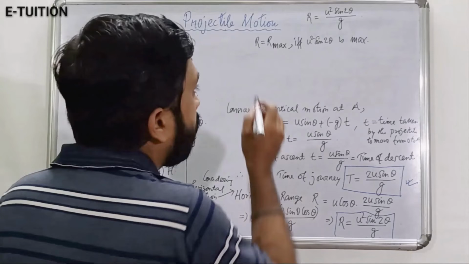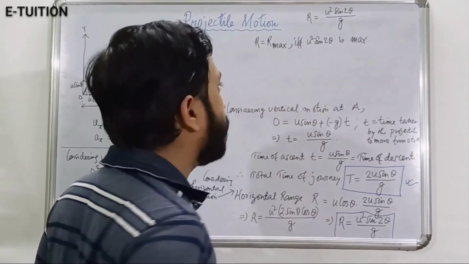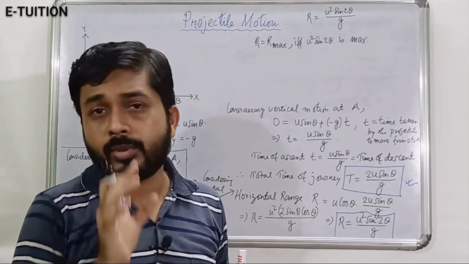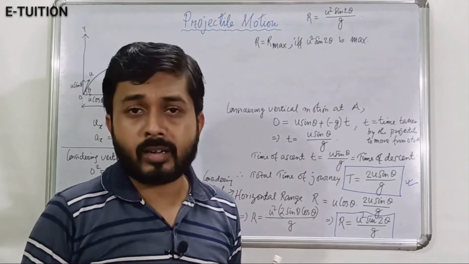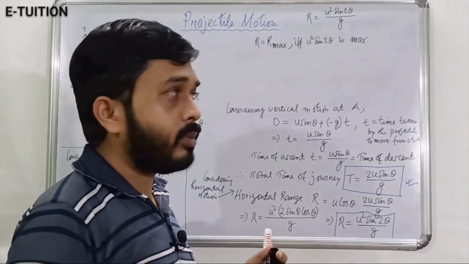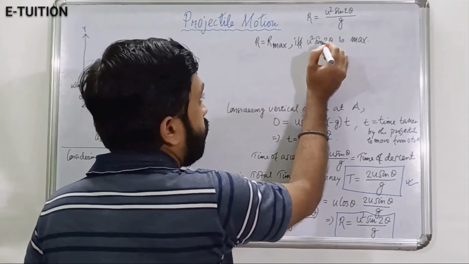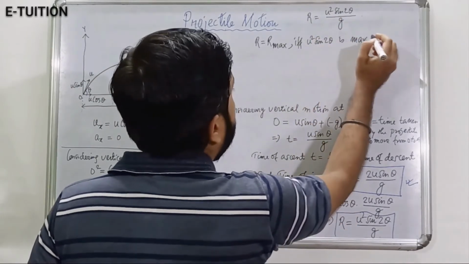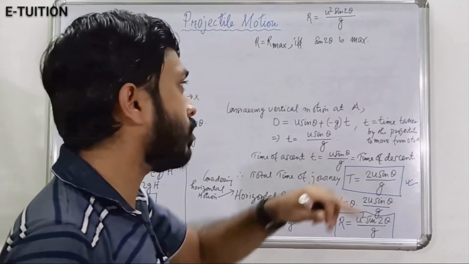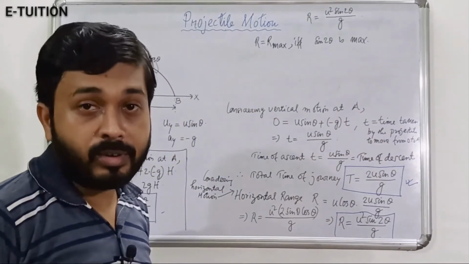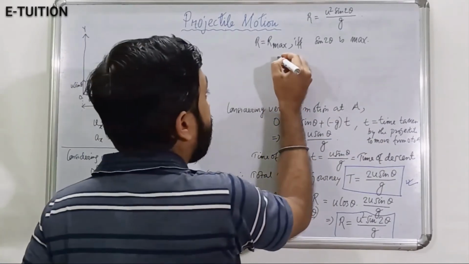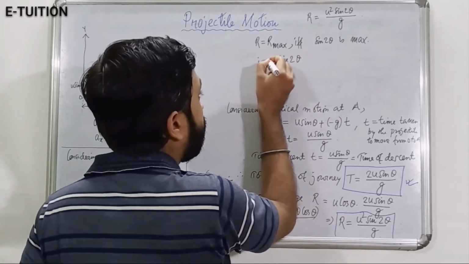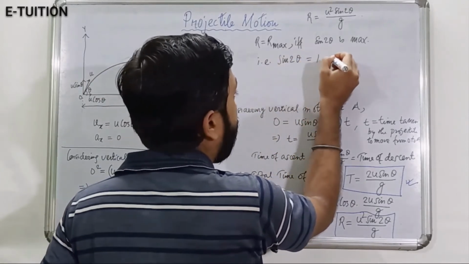Okay, R equals R max if and only if u square sine 2 theta is maximum. Now see, u is a constant, the initial velocity with which you are throwing the projectile at an angle other than 90 degrees, which is theta. So u and g are constants, so sine 2 theta has to be maximum. The maximum value of the sine function is plus 1, so sine 2 theta equals plus 1.